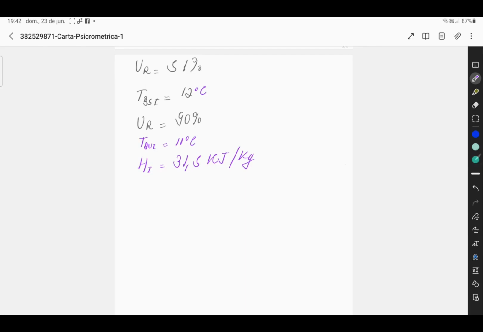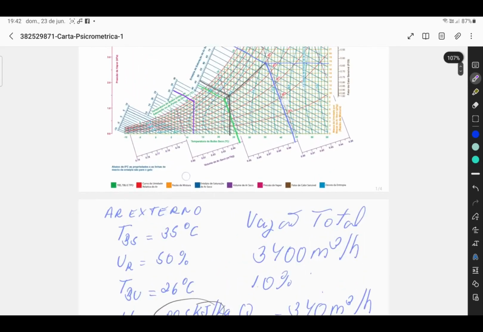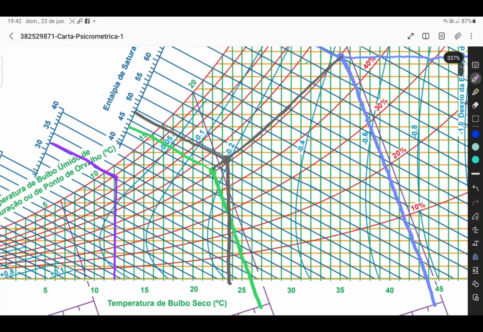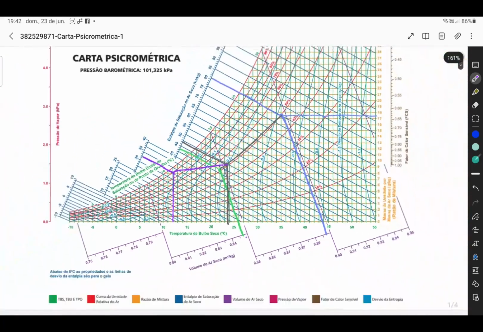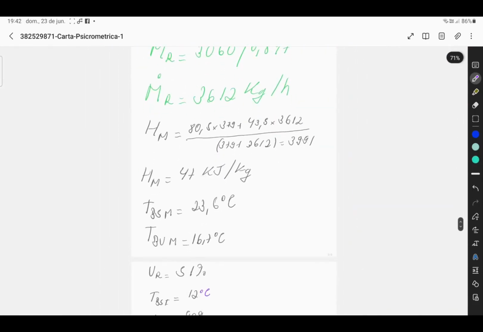So what energy is needed to make this transformation? What do I have to do with my air? I have to take it from this point to this point. What does that mean? I have to leave this point here with 47 kilojoules and cool it to have an energy of 31.5, so I have to get here. My mixture is 47, so my energy change has to be 47 kilojoules per kilo minus 31.5 kilojoules per kilogram.